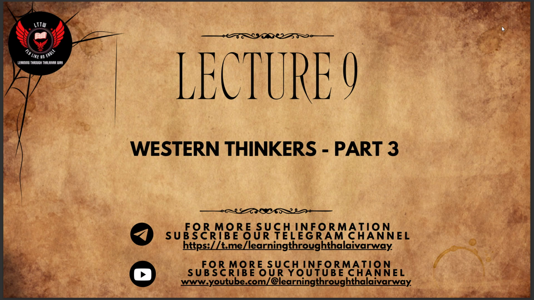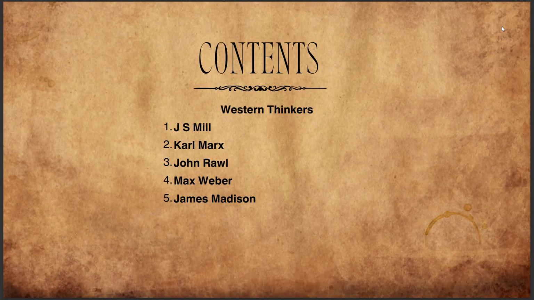Yes, today we'll be dealing with the final part of Western thinkers and ethics, where we'll be discussing five more thinkers. So let's get into the topic. So in this lecture, we'll be dealing with J.S. Mill, Karl Marx, John Rawls, Max Weber, and James Madison. So these are the five thinkers we will be dealing with today.